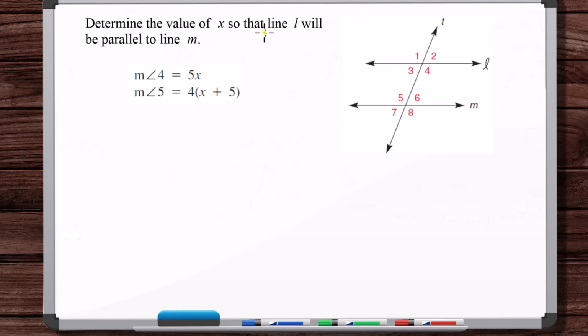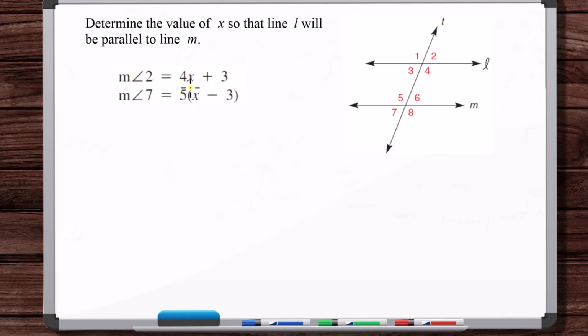Determine the value of x so that line L will be parallel to line M. Okay, so if the measure of angle 4 is 5x and the measure of angle 5 is 4 times x plus 20, then what must x be to ensure that lines L and M are parallel? Well, these two lines are cut by transversal T, and angles 4 and 5 are alternate interior angles. So if these two measures are equal, then lines L and M will be parallel. So let's set these two expressions equal. We've got 5x is equal to 4x plus 20. Subtract 4x from both sides, so x must be equal to 20.